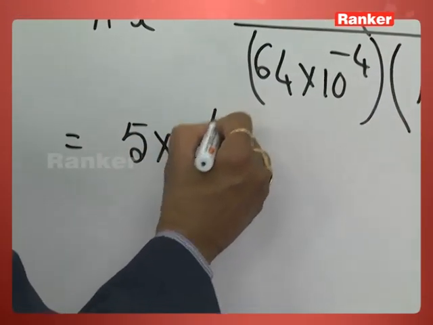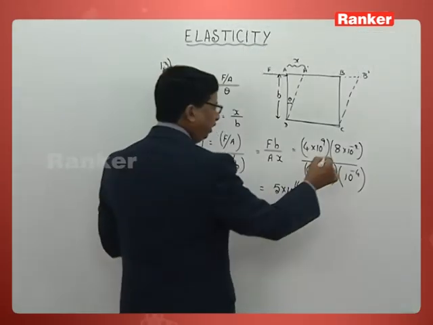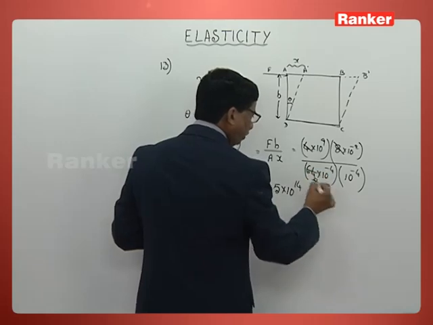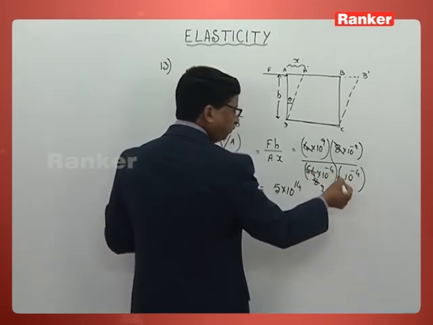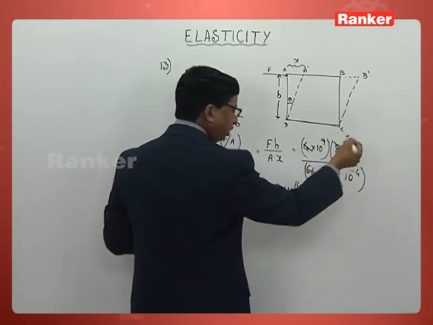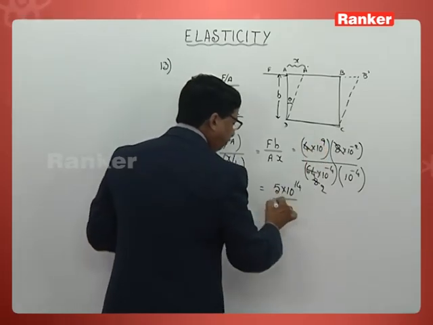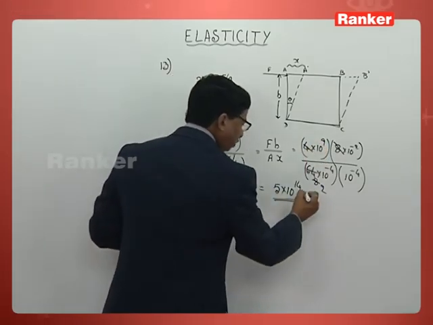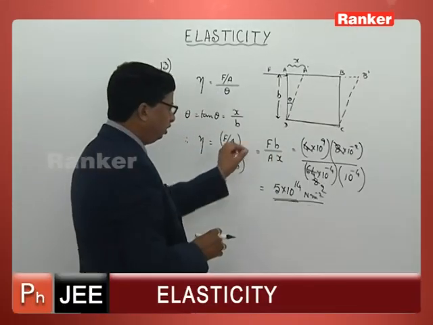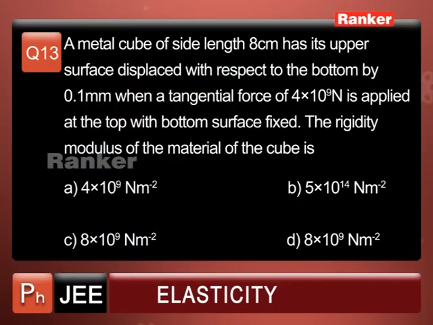5 into 10 to the power 14. In fact, this goes 8 times. This goes twice. 10 power minus 4 minus 4, 10 power minus 8. Going up, that becomes 17 minus 2, 10 to the power 15. So you will be getting 5 into 10 to the power 14 Newton per meter square. That is going to be the correct answer for this, which of course is tallying with the second option given to us. Therefore, the correct answer for this one is B.